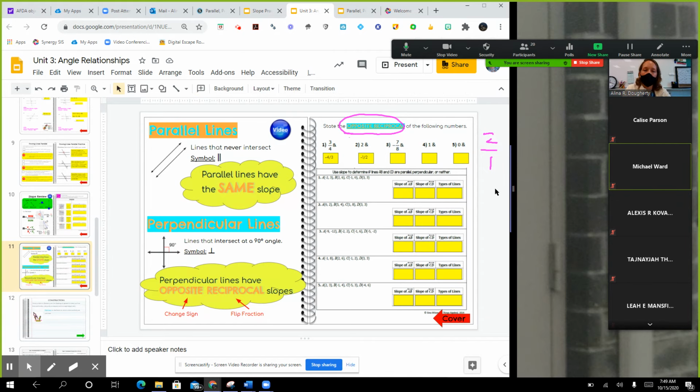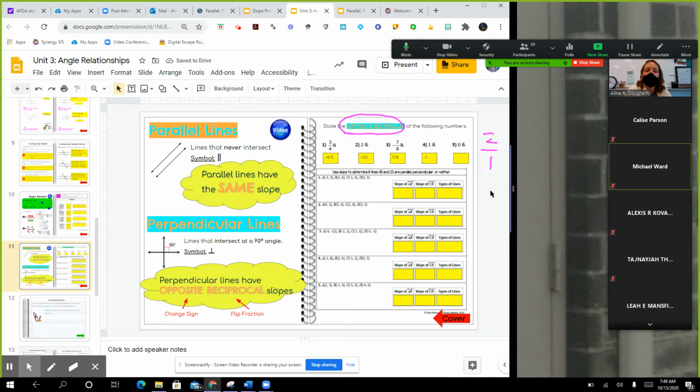What about -7/8? What's the negative reciprocal of that? Positive 8/7. Do I need to write the positive? No. How about 1? What's the negative reciprocal of 1? That one is just -1. You are 100% right. So -1.